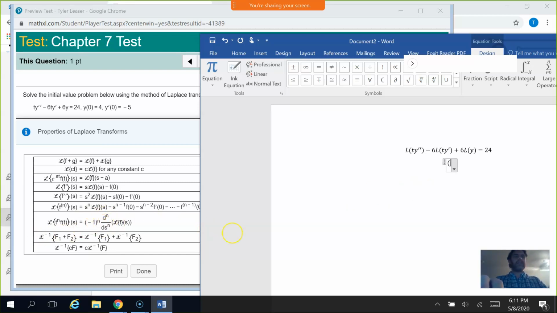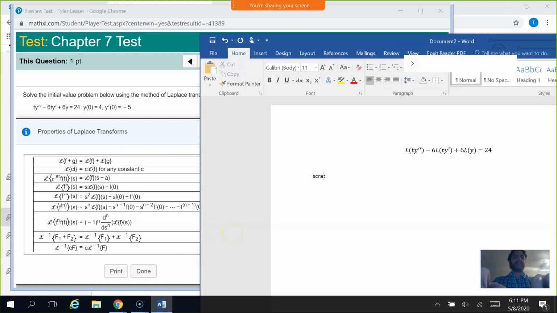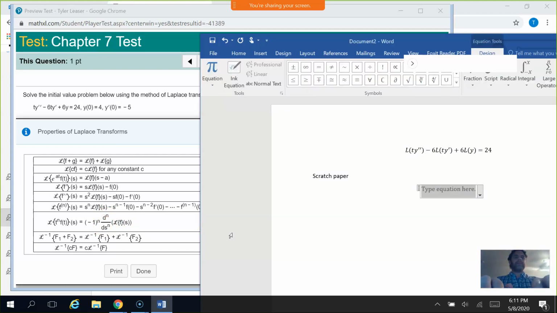You know what we should do? Let's do scratch paper stuff. So let's just worry about this one thing here, just the Laplace of t times the second derivative. So it's going to be negative 1 to the 1, and then this is the first derivative with respect to s of the Laplace of whatever's left over, which is going to be the second derivative.